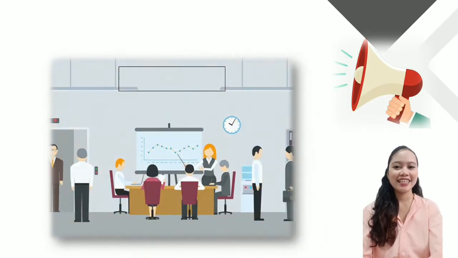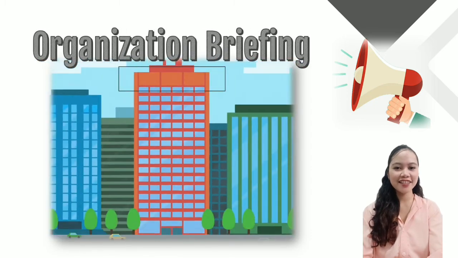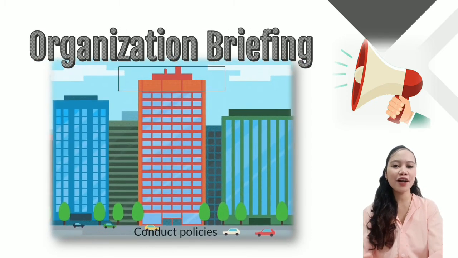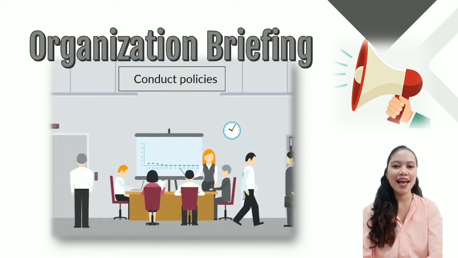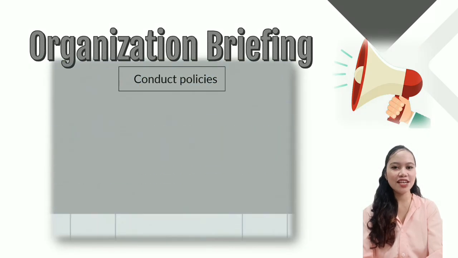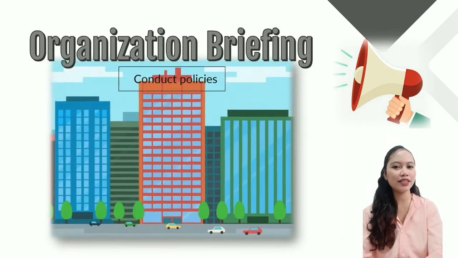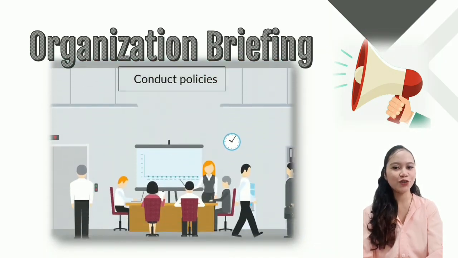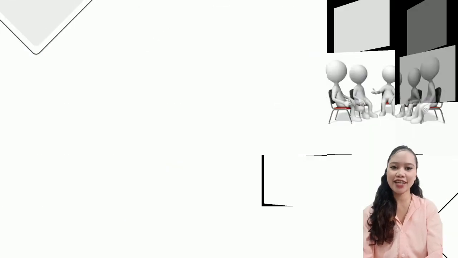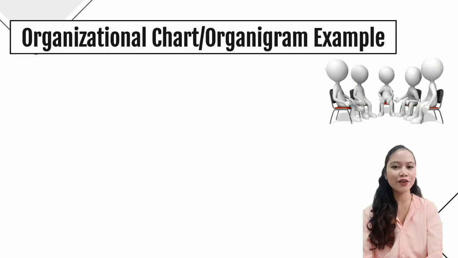Lastly, the induction of new staff is the organization briefing. Conduct policies including a code of conduct and dress code, health and safety, sexual abuse prevention, and child protection policies are all included in the organigram or organizational chart. This is the organizational chart, or organigram, example.